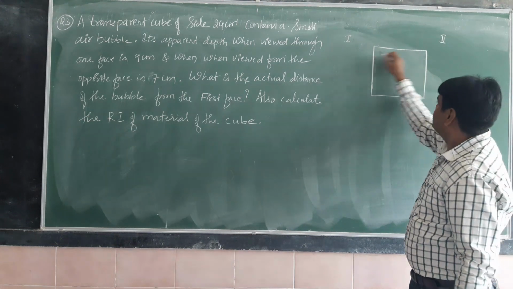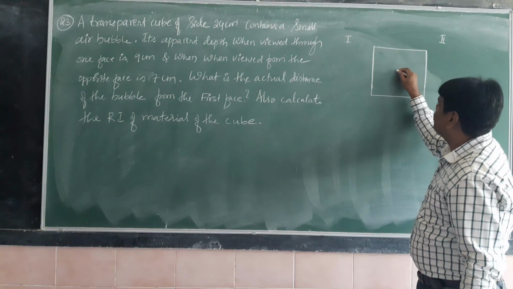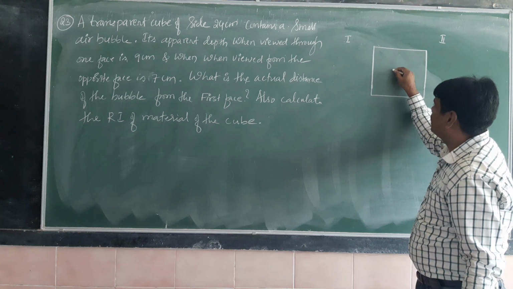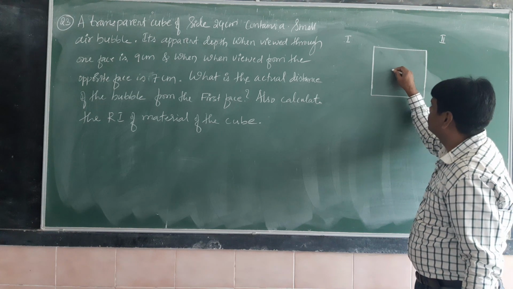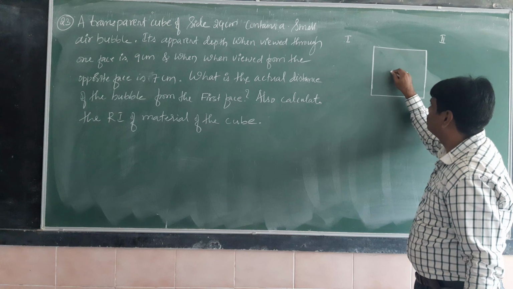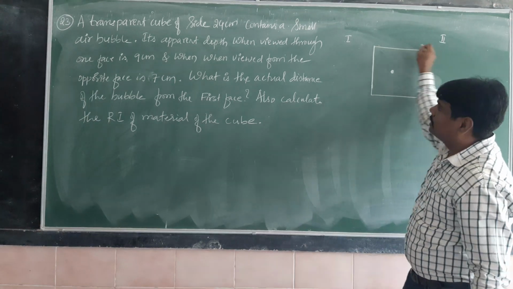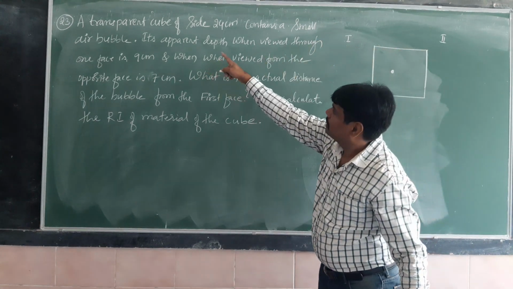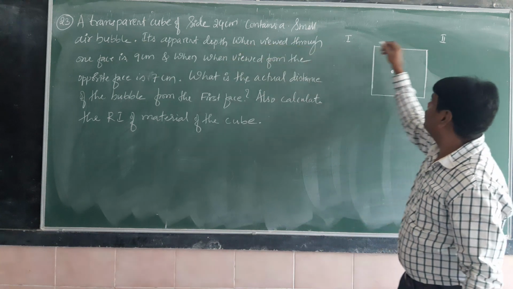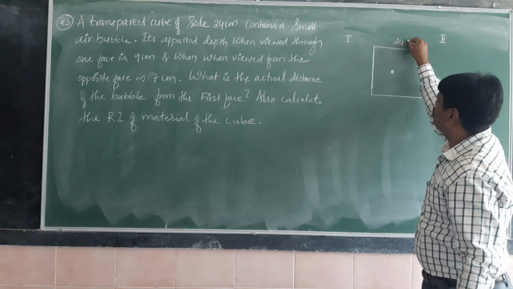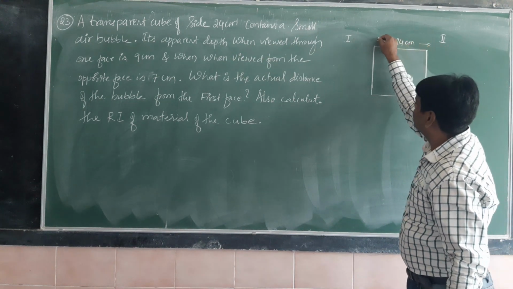Isn't it? So since it is a transparent cube, an air bubble is present somewhere here. This is the actual position of the air bubble. Right. Now, from here to here, a small air bubble. So what is the side value? 24 centimeter. 24 centimeter from here to here.